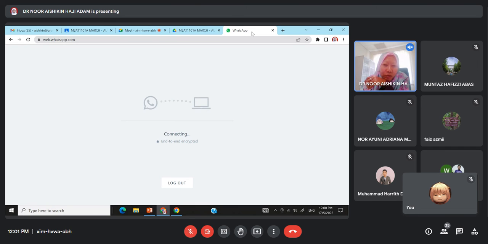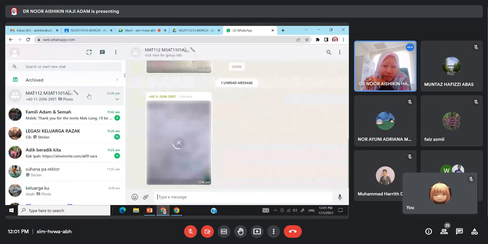Benda-benda macam ni yang leceh guna WhatsApp ni. Saya biasa guna Telegram.